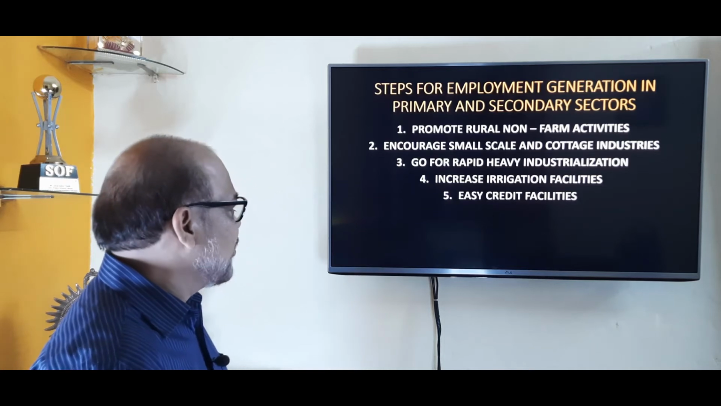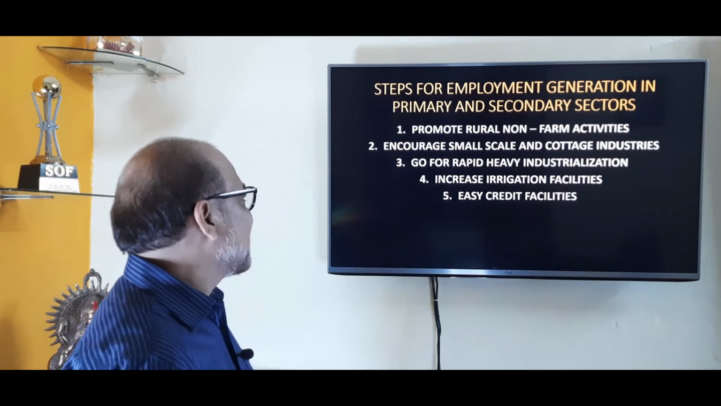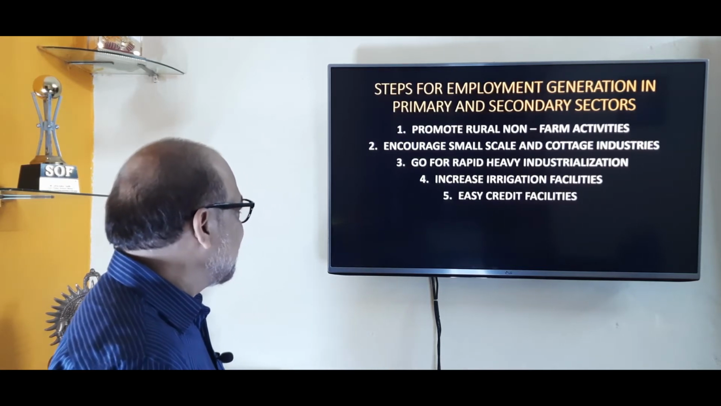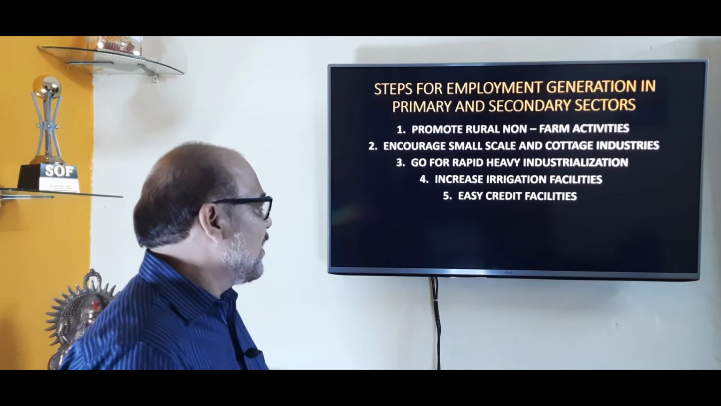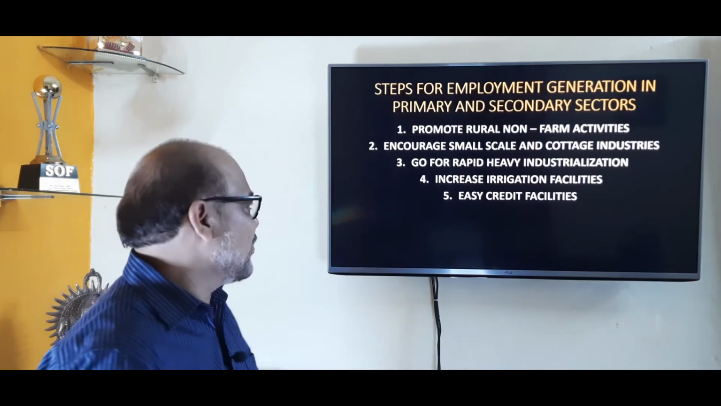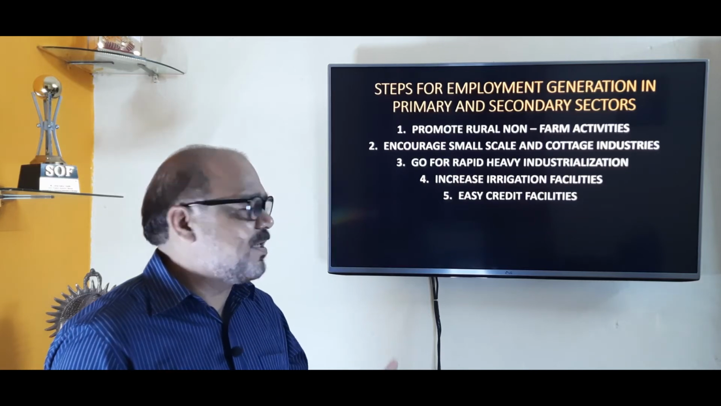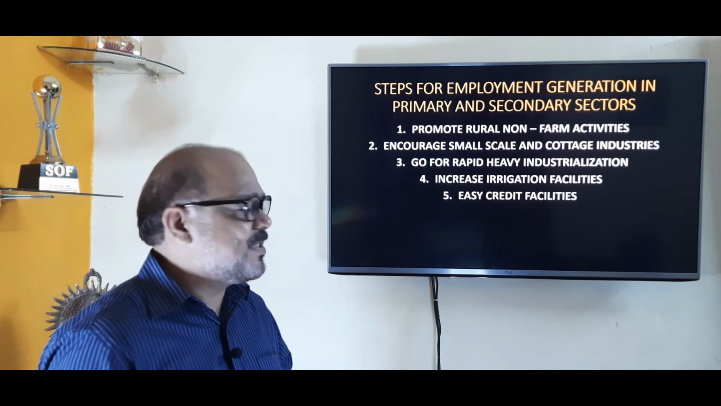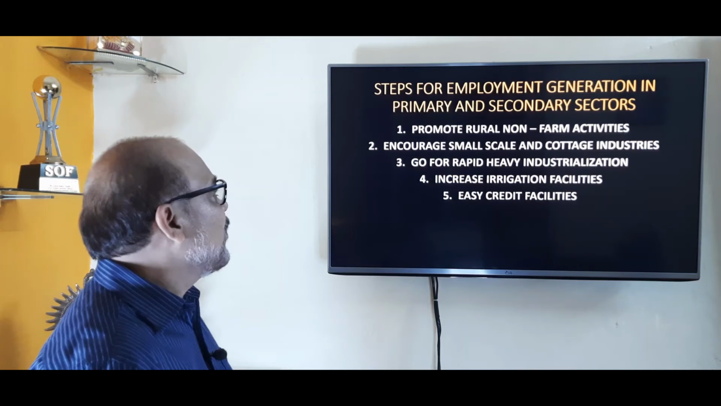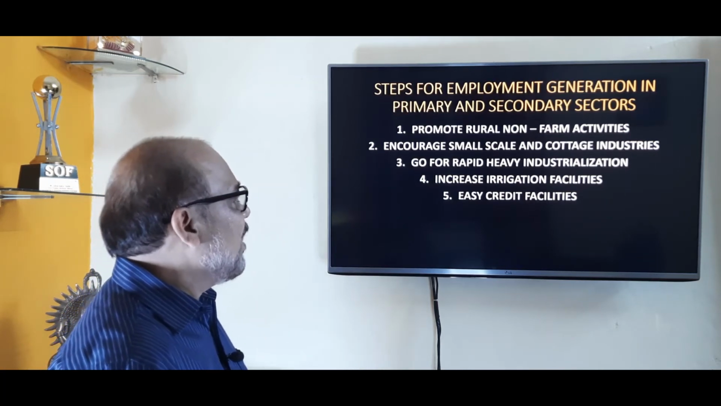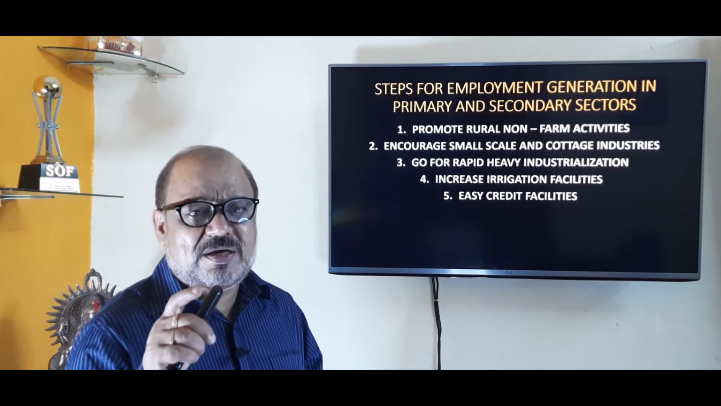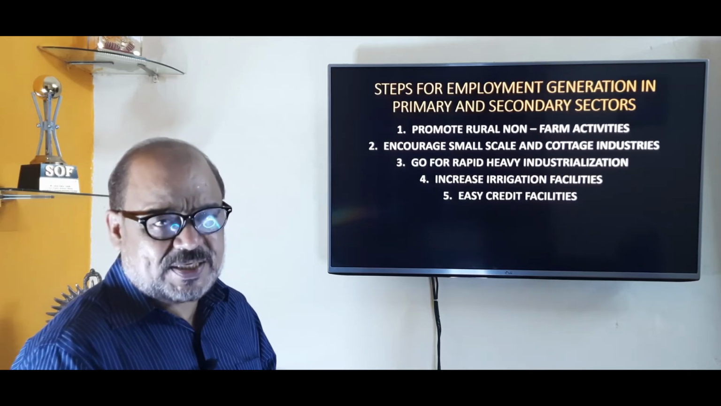Steps for employment generation in primary and secondary sector. Number 1, promote rural non-farm activities. Number 2, encourage small scale and cottage industries. Number 3, go for rapid and heavy industrialization. Number 4, increase irrigation facilities. Number 5, easy credit facilities. If we take these steps, then these steps are going to generate employment opportunities in the primary and secondary sector, in the production and manufacturing sectors.